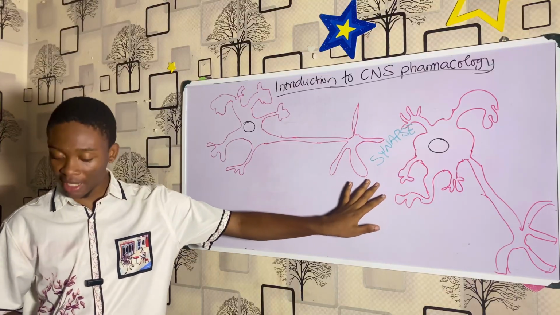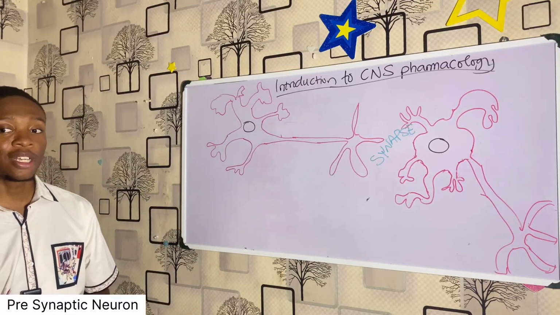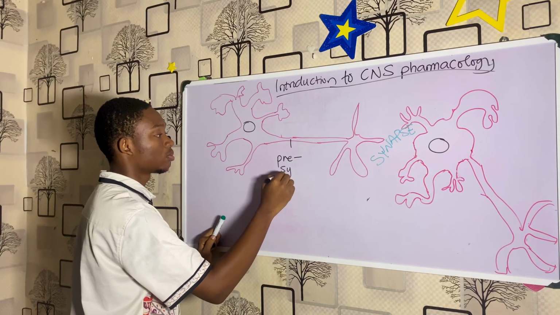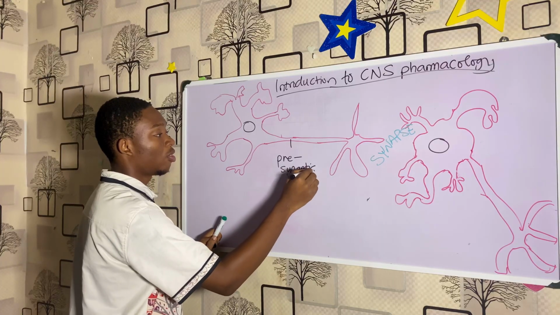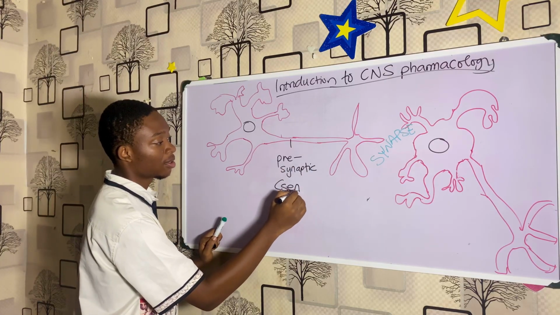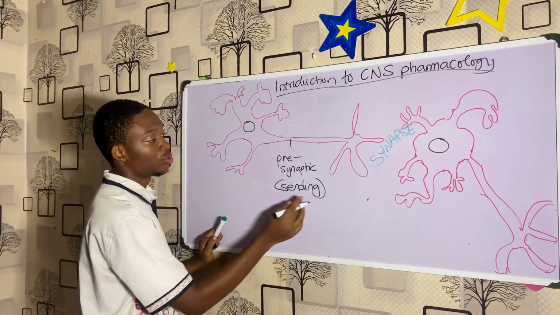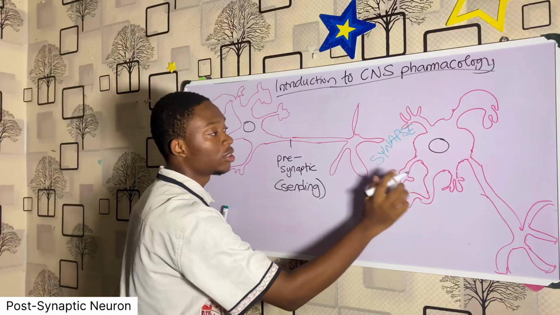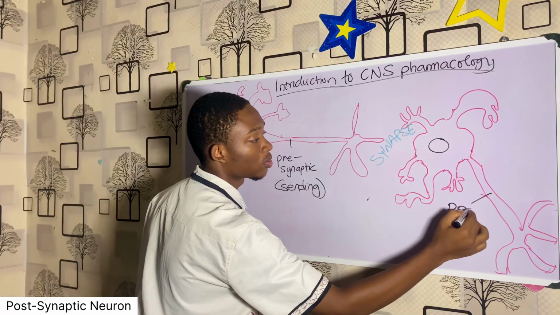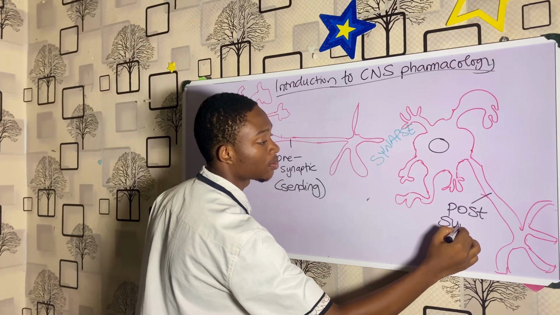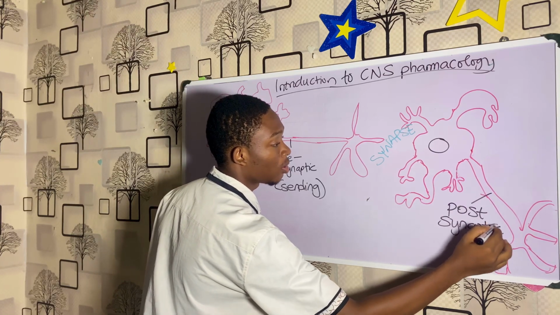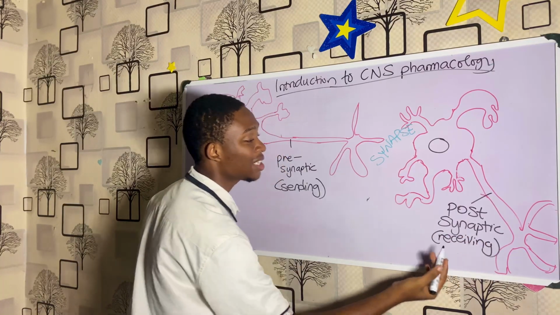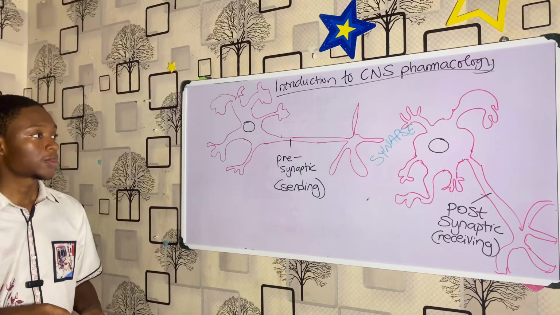Now, the neuron before a synapse is known as the presynaptic neuron, or the sending neuron, which means that it is sending signals. While this neuron after the synapse is called the postsynaptic neuron, or the receiving neuron, because it is receiving signals.